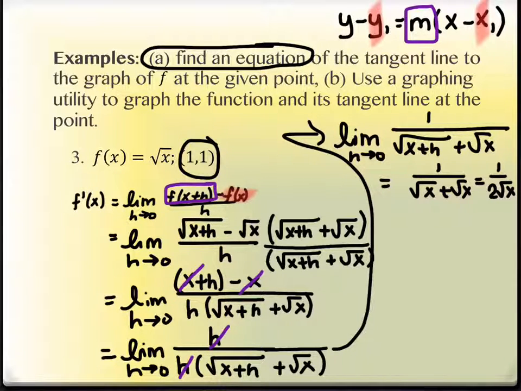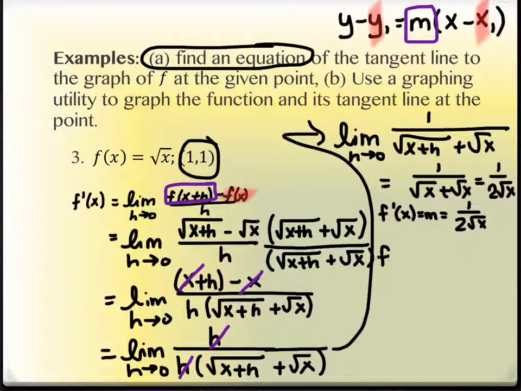On this problem in particular, though, we're not actually using x in general. Remember, they gave us back up here a point, right? So we actually have a value for x. Now, we found here f prime of x, which is our slope, is equal to 1 over 2 square root x.